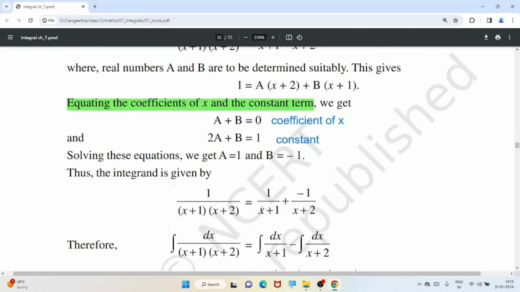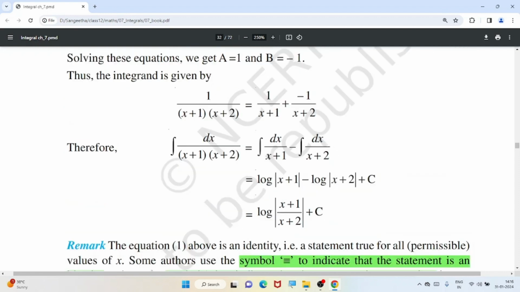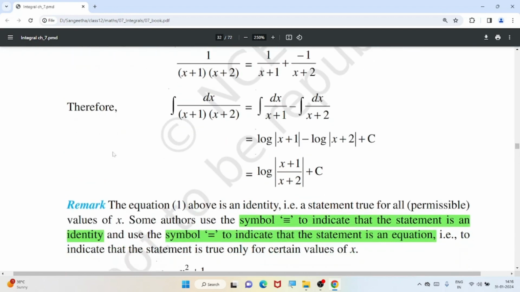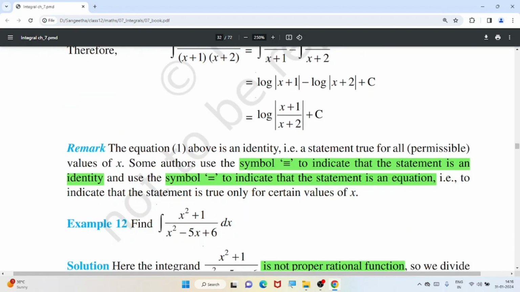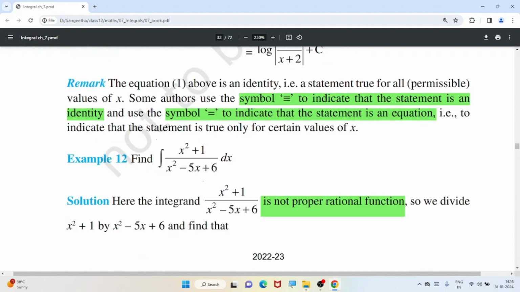So you see how they are equating the coefficient and the constant. The coefficient of x: ax plus bx, take x common, a plus b equals 0 on this side. The identity symbol means the statement is an identity. The equal-to symbol means the statement is an equation.